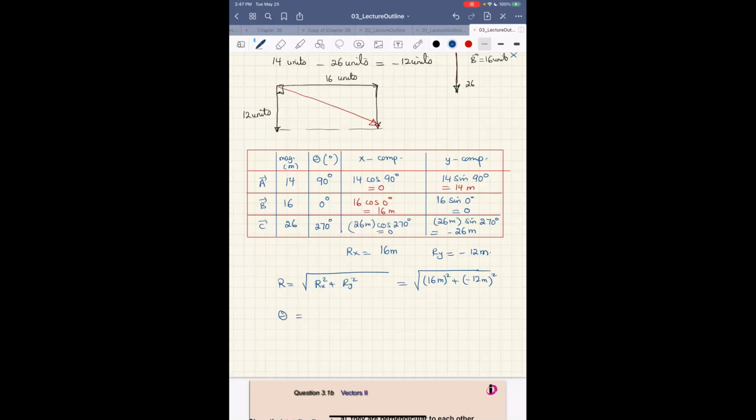And for theta, you're going to find tan inverse of Ry over Rx, which is going to be negative 12 meters divided by 16 meters, and you will find what is the tan inverse. Okay, now in my drawing, this is my theta that I'm going to get, and you can find this angle or the other angle, that's okay.